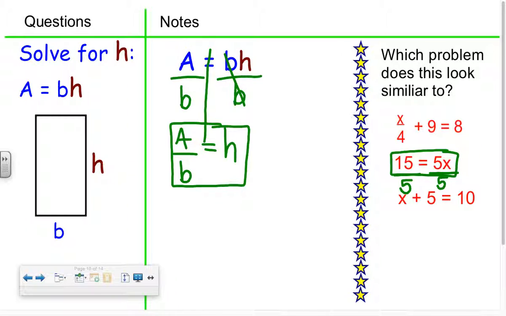I know I solved for the right variable because I was supposed to solve for h, and I have h all by itself in the equation. So all I'm doing is dividing by what is next to the variable I'm trying to isolate.